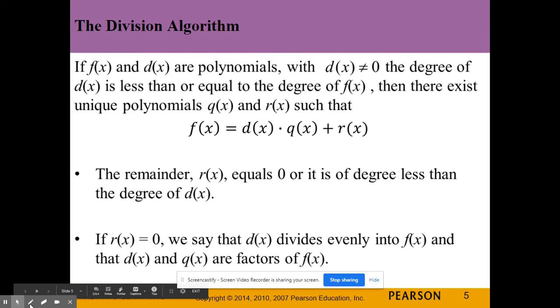If r of x equals 0, then we say that the divisor, d of x, divides evenly into the original function, f of x, and that d of x and q of x are factors of f of x. So that'll come into play when we talk about the factor theorem later. But basically what it's saying is, if there is no remainder, then it divided evenly, and the divisor and the quotient are factors of the original.